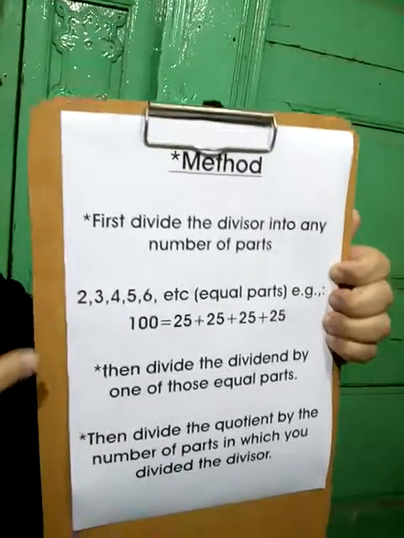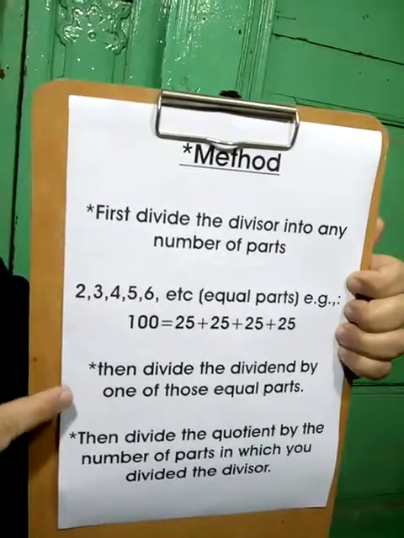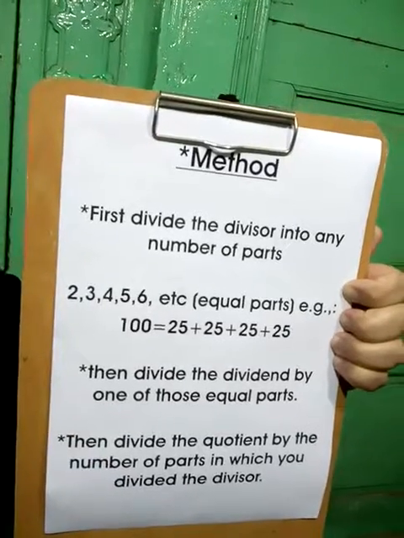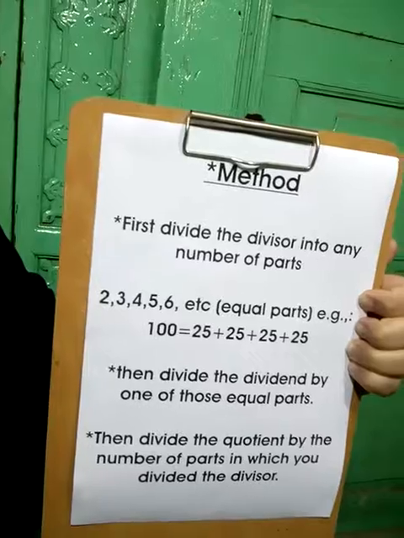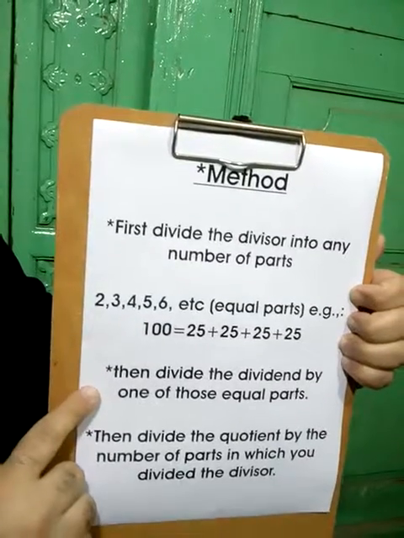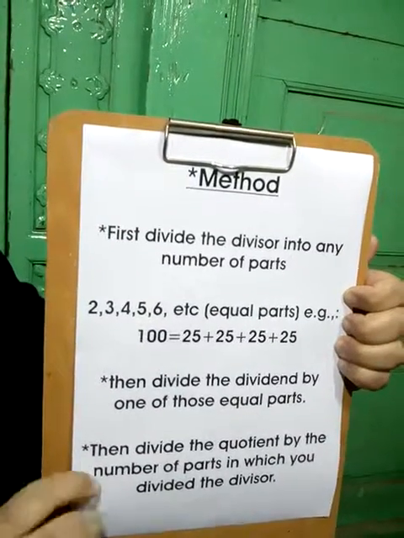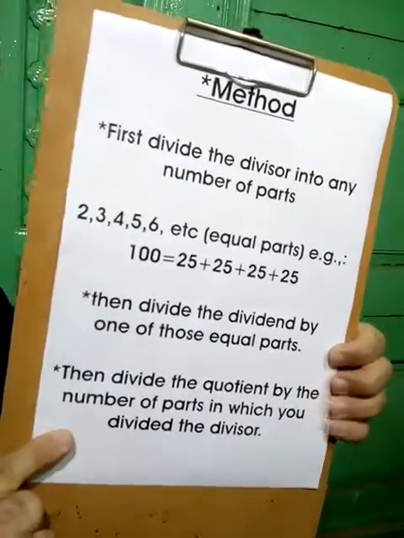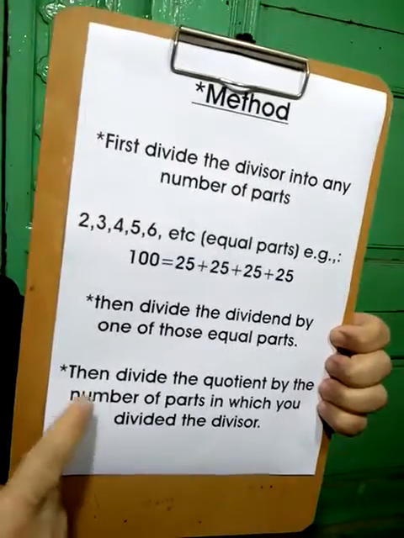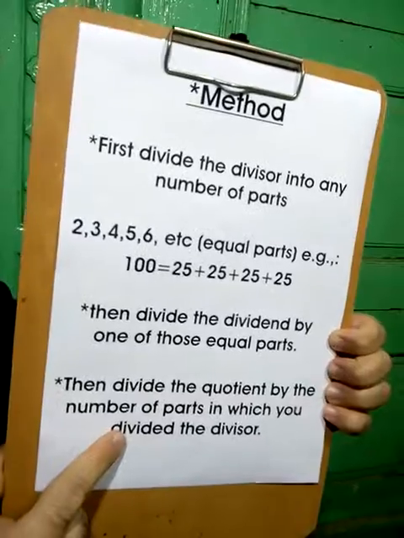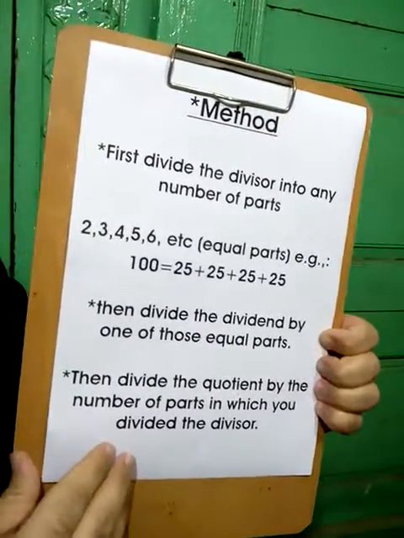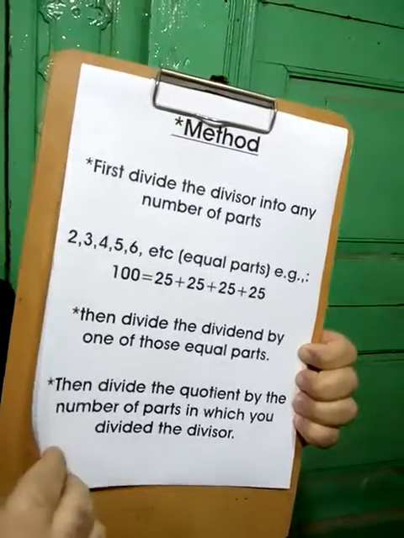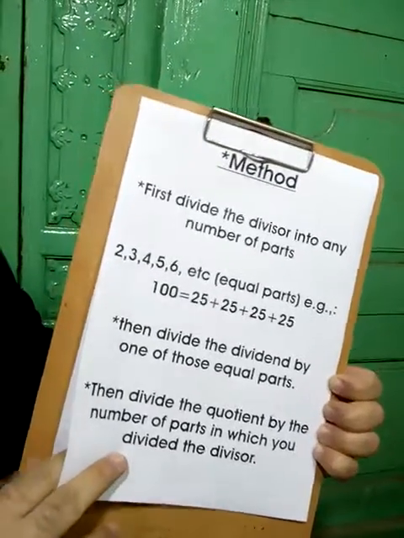Then divide the dividend by one of those equal parts. We will take one part out of these parts and divide the dividend by this part. After that, the quotient which we get, divide that quotient by the number of parts in which you divided the divisor. It's very simple, but it's a little bit confusing to hear.